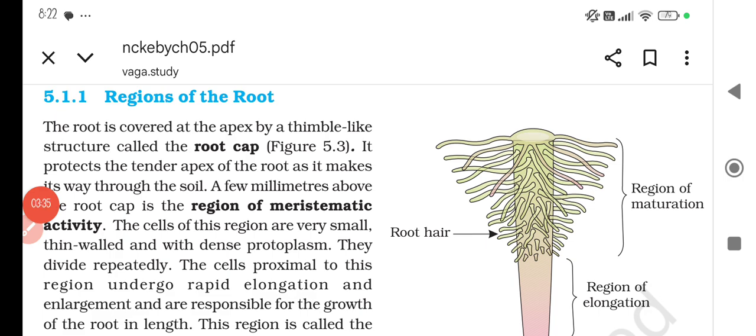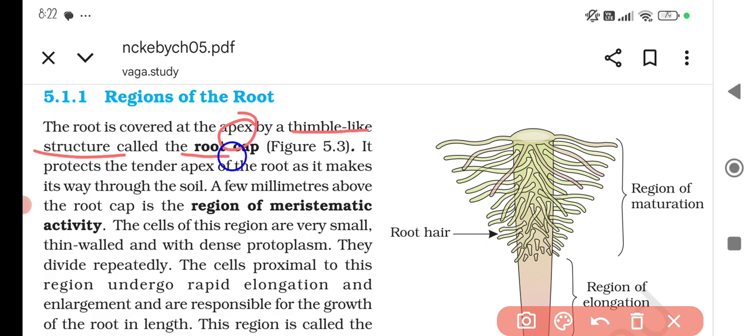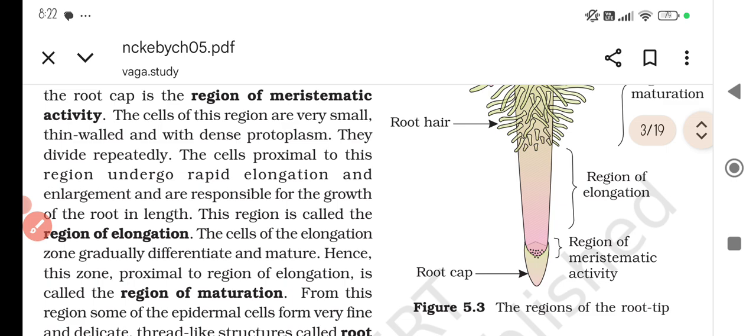This was a brief introduction about the root. Now we will see the different regions of the root. The root is covered at the apex by a thimble-like structure called the root cap. What do we mean by apex? Now if you see here, this tip of the root is known as the apex.